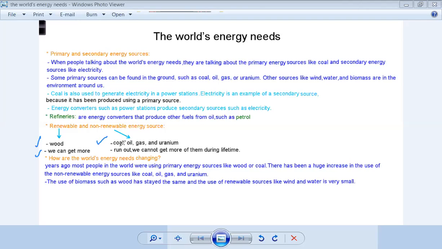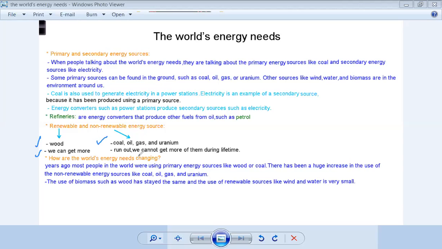And here, they run out, but we cannot get more of them. For example, oil. If we cannot get more oil from under the ground, how can we grow oil again? We cannot grow oil again. Even the gas, if we run out of the gas, we cannot get gas again. So that's why they call them non-renewable.